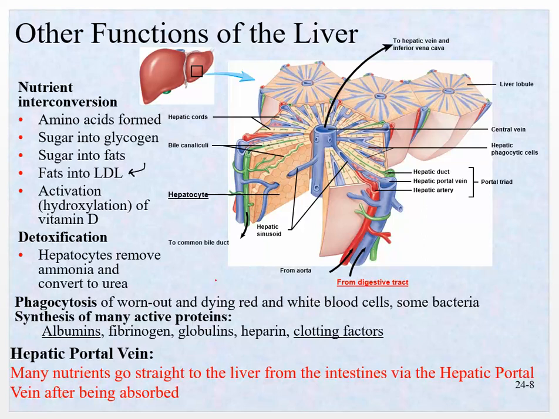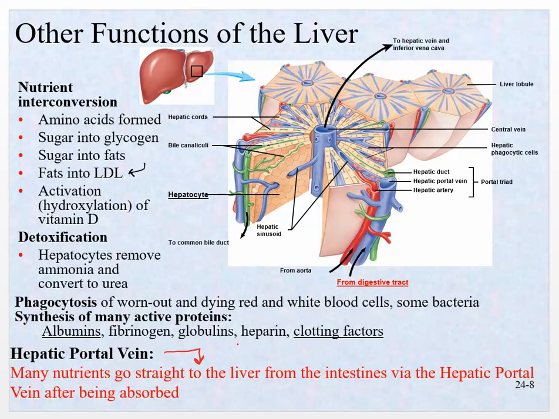Okay, so I mentioned the hepatic portal vein earlier. And so I wrote it out here, hopefully that'll make more sense if the way I explained it didn't. But many nutrients go straight to the liver from the intestine. They go through it via the hepatic portal system or the hepatic portal vein after being absorbed.